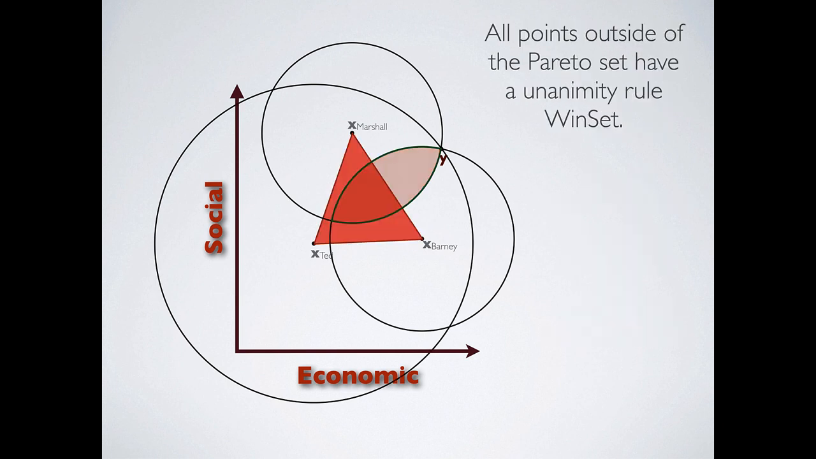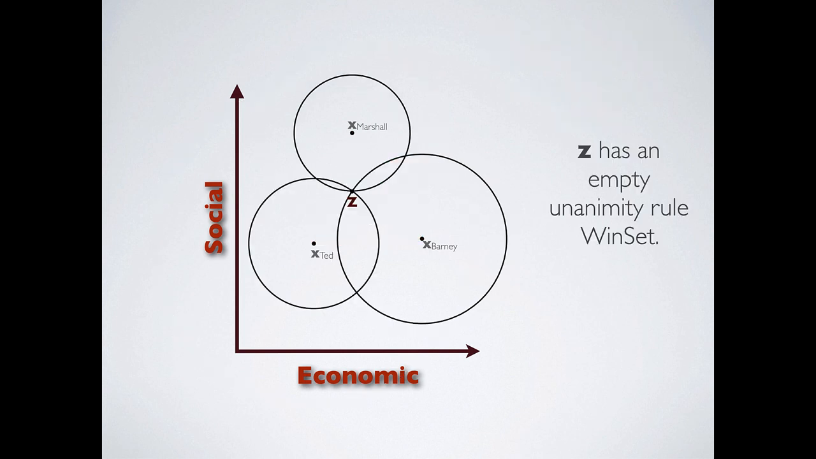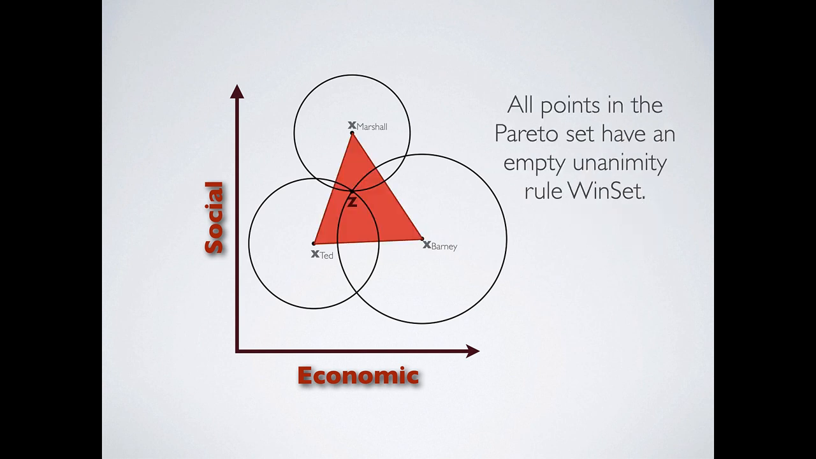So here's how that relates to the Pareto set. All points outside of the Pareto set have a unanimity rule WinSet. So Y has a unanimity rule WinSet. If I drew another point over here, say K, and drew all the preferred-to sets, it would have a unanimity rule WinSet. All points outside of the Pareto set have a non-empty unanimity rule WinSet. Here's Z. Remember Z, there was no place that all three of their preferred-to sets overlapped, right? Z has an empty unanimity rule WinSet. Z is inside of the Pareto set. All points inside the Pareto set have an empty unanimity rule WinSet. There are no alternatives everyone prefers, all right?